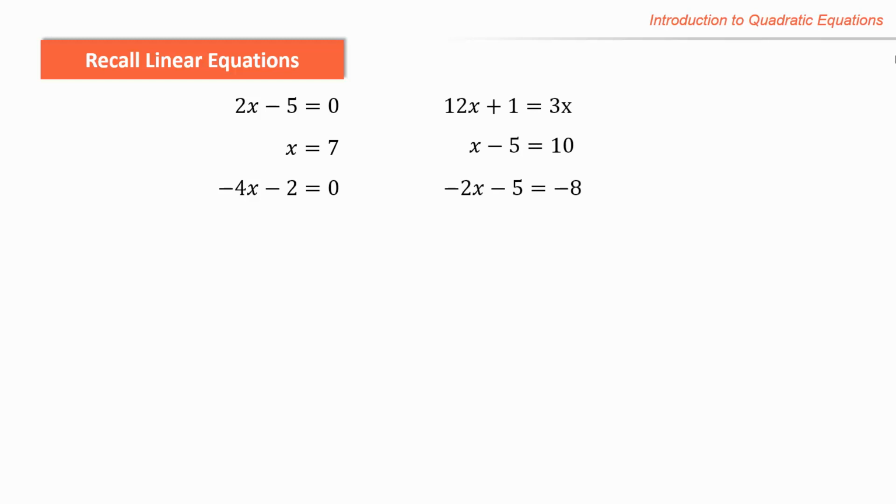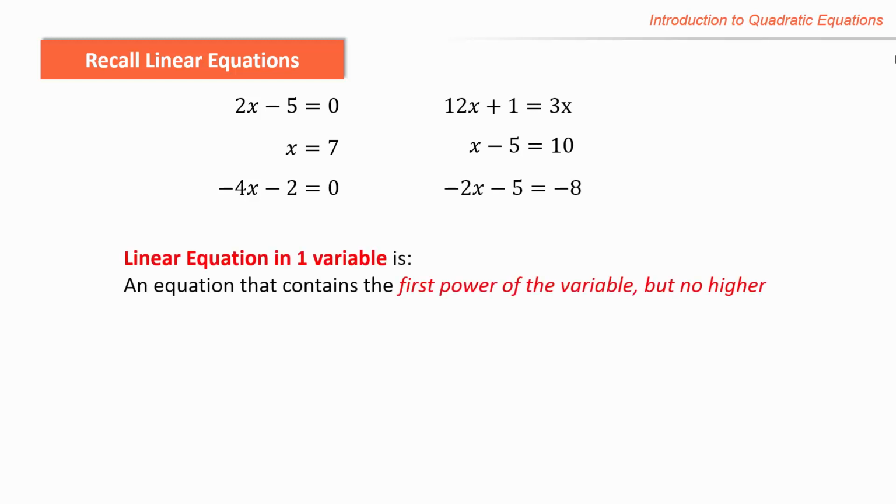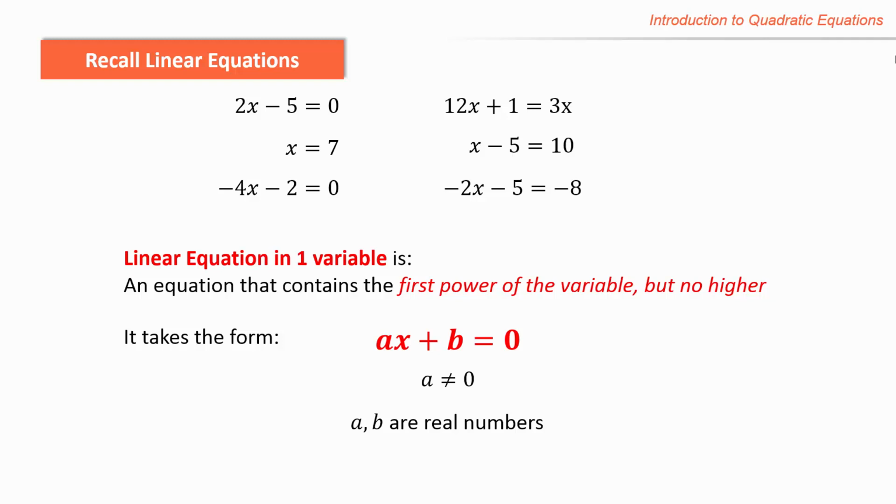These are what we call linear equations in one variable, which is an equation that contains the first power of the variable, but no higher. The variable is also called the unknown, which is x in these examples. A linear equation in one variable is an equation of the form ax + b = 0, where a is not 0 and a and b are real numbers. The highest power in x, which is 1, is not shown by convention.